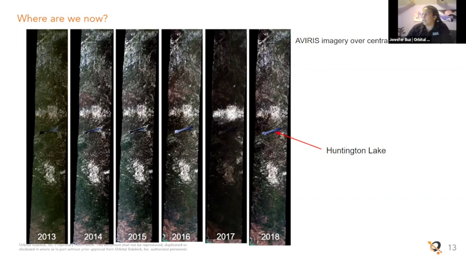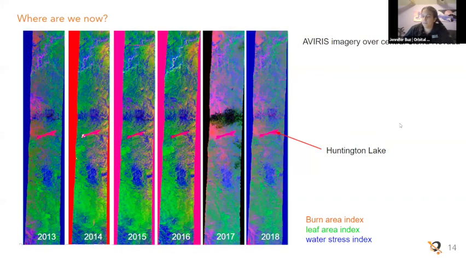This is over Huntington Lake in the Central Sierra Nevada, California. In a red, green, blue image, you can see some changes in where trees are and where they're not. But when you go into the hyperspectral domain, you can create really specific metrics to interrogate, for example, water stress in a plant or parameters that are correlated with leaf area index and see where things have been burned. And you can see year after year how these things change, how plants are burned, how they regrow, how they die off.